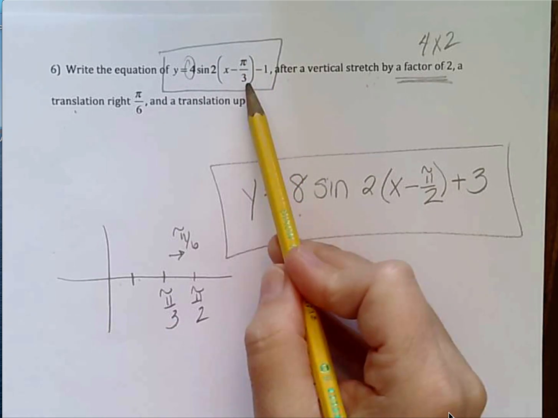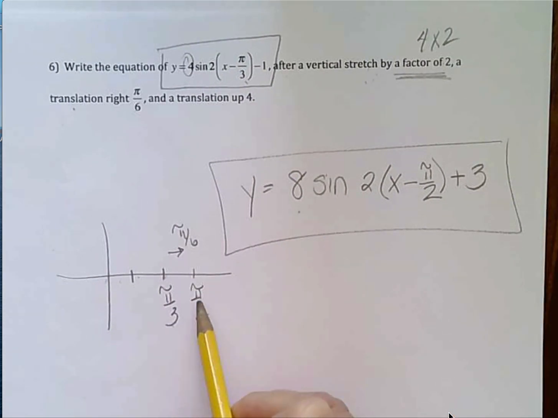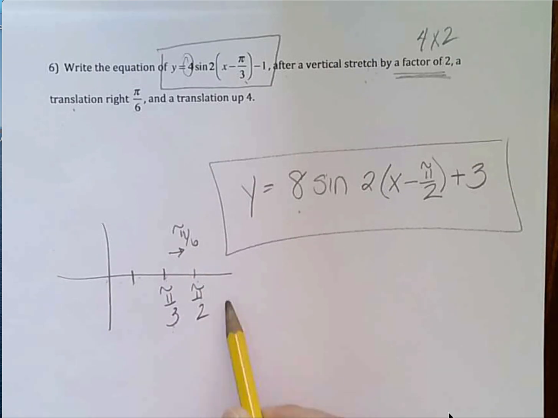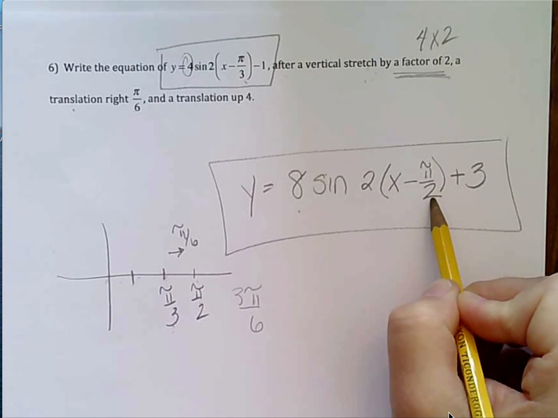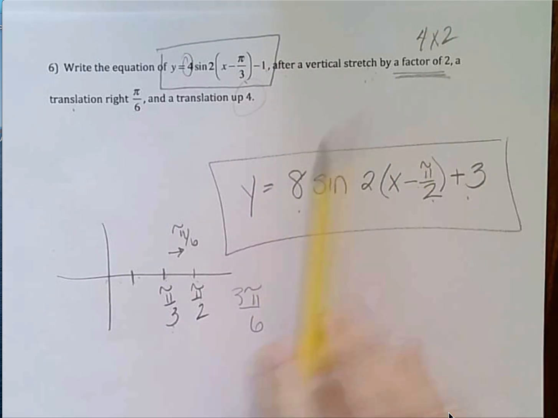So I started out here to the right already at pi over 3. Then I went another pi over 6. Add these guys, right? So that's 1 pi over 6, 2 pi over 6. Well, another pi over 6 is 3 pi over 6, and that's 1/2. So now I'm here at 1/2 to the right, so it's minus. I was down 1, well, I went up 4, so now I'm at plus 3.